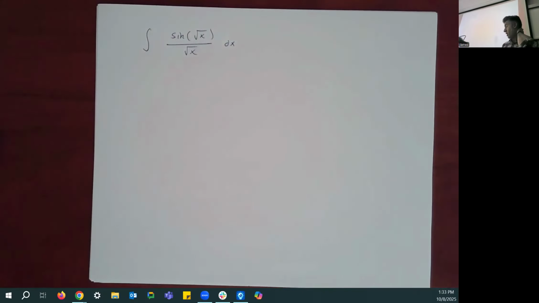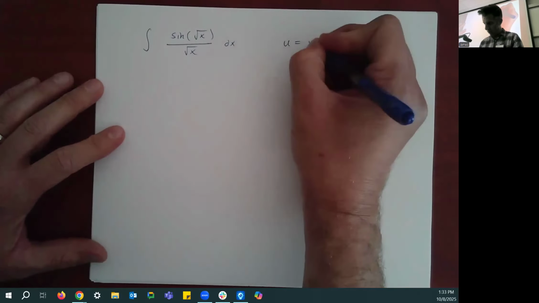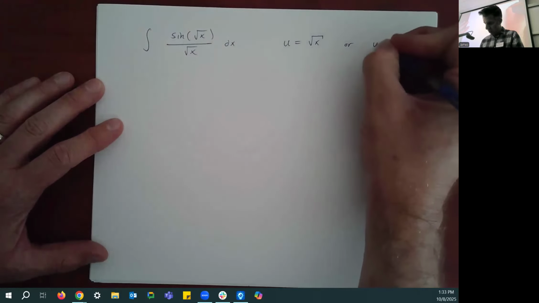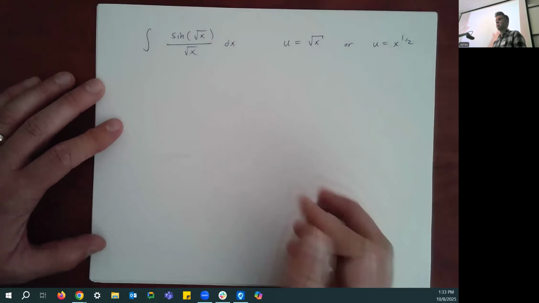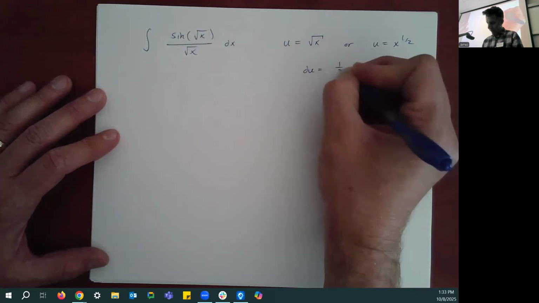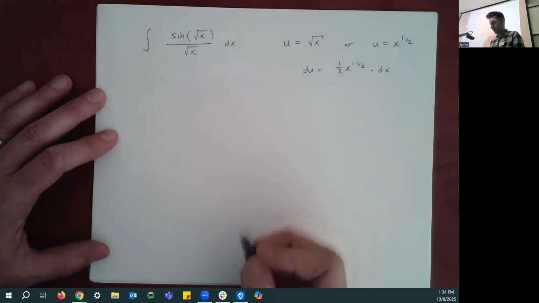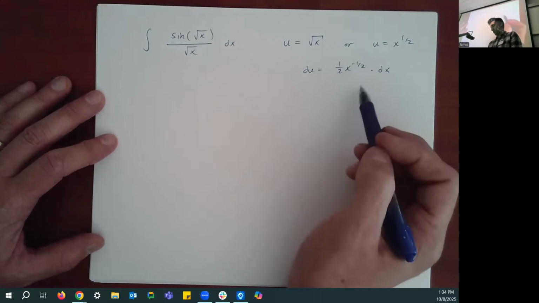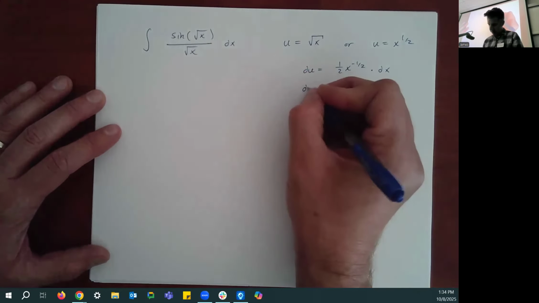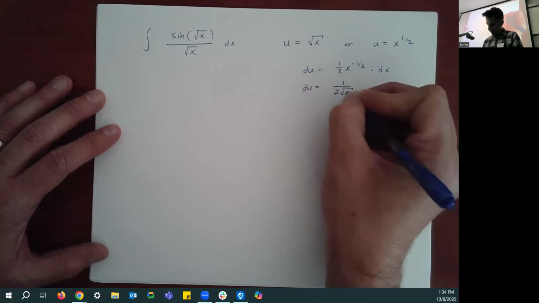So it seems like there's probably an obvious choice for you here. I would imagine it was u equal to the square root of x, which I would probably prefer to write as u equal to x to the 1/2. And my du is 1/2 x to the negative 1/2 multiplied by dx. I don't like to write it this way because I feel like it doesn't help me out as much as writing it as du equal to 1 over 2 times the square root of x dx.